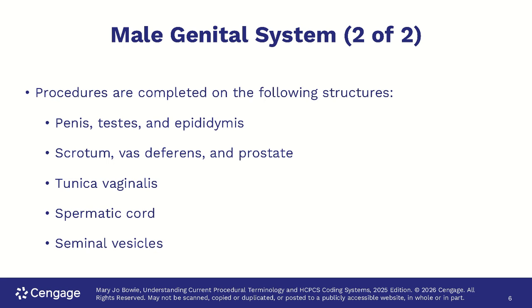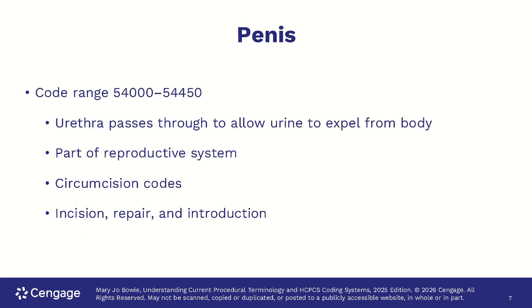All right, so procedures are completed on the penis, testes, and epididymis, scrotum, vas deferens, prostate, tunica vaginalis, spermatic cord, and spermatic vessels. At the beginning of the chapter, what chapter is this? I think it's chapter 13. They define all these body parts. I just don't have it in me.